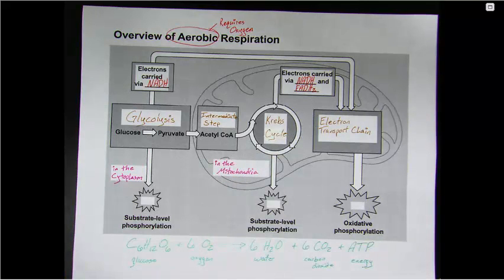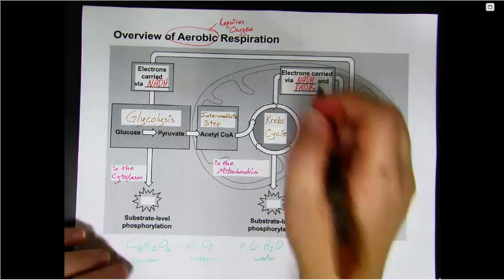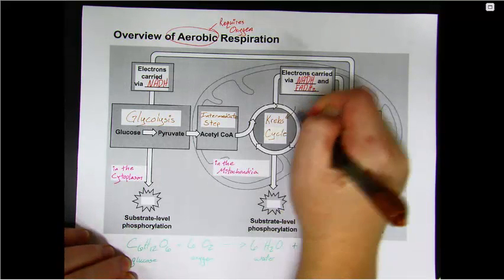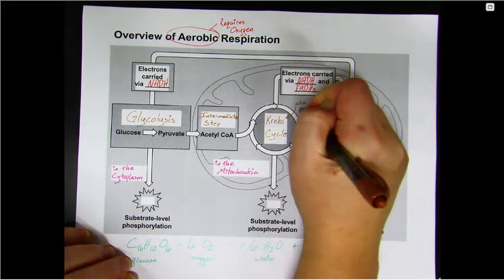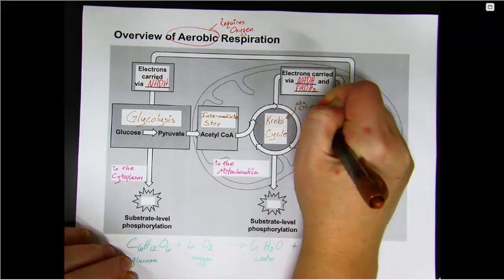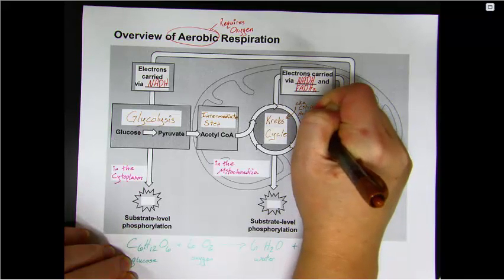Now, I want to also remind you that the Krebs cycle might be known as a different term in your notes. So the Krebs cycle is also called the citric acid cycle. So AKA citric acid cycle.